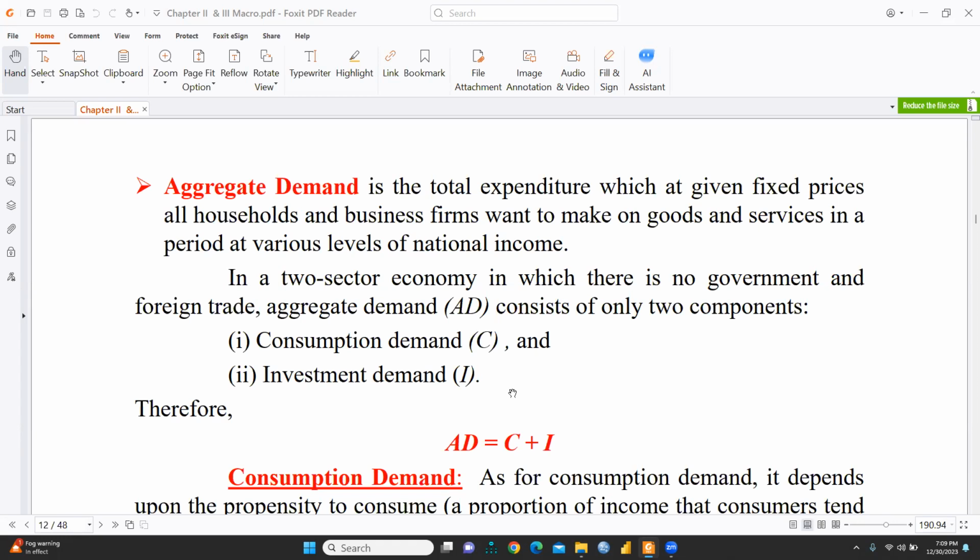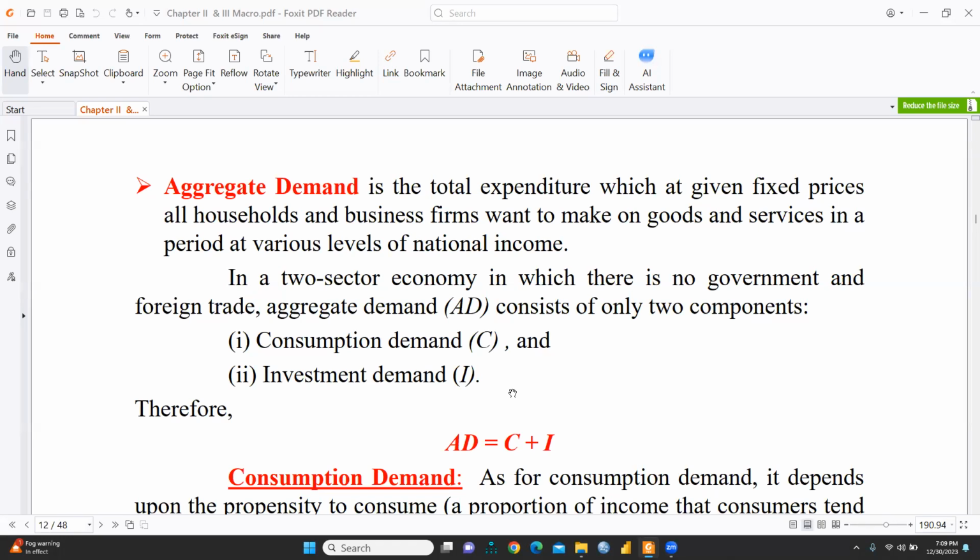Aggregate demand means total expenditure which, at given fixed prices, all households and business firms want to make on goods and services in a period at various levels of national income. That means we are talking about the economy as a whole rather than the individual.